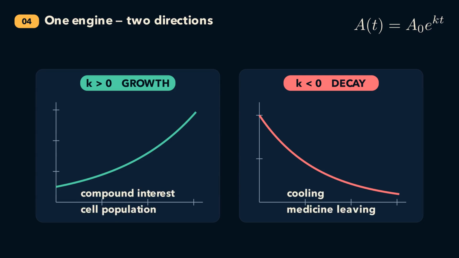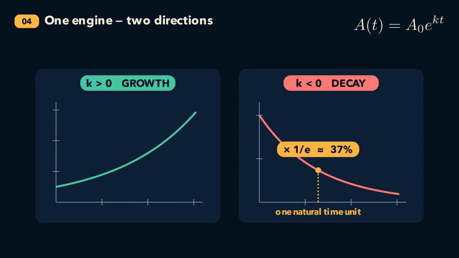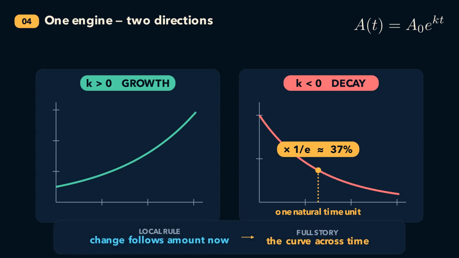The general pattern is e raised to k times t. The constant k chooses how fast the process runs and whether it rises or falls. A useful time marker appears when k is negative. After one natural time unit, the amount is multiplied by 1 over e, about 37%, so e is not a mysterious decoration in formulas. It is the conversion rule between a local instruction, change in proportion to what exists now, and the full story across time.